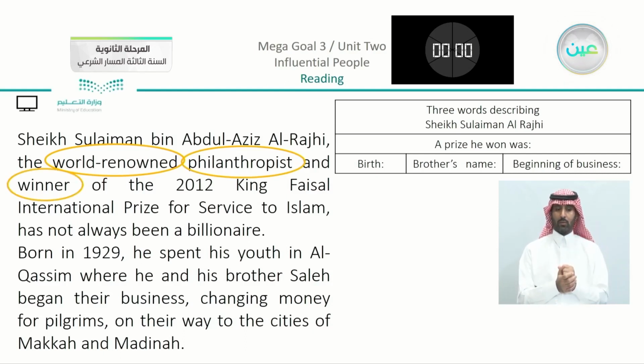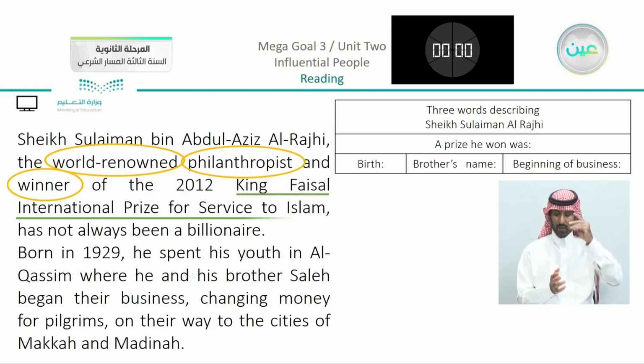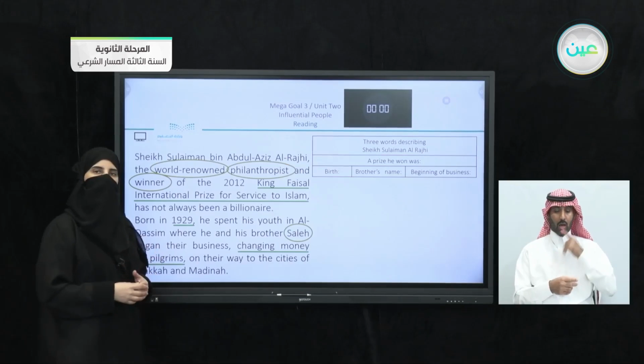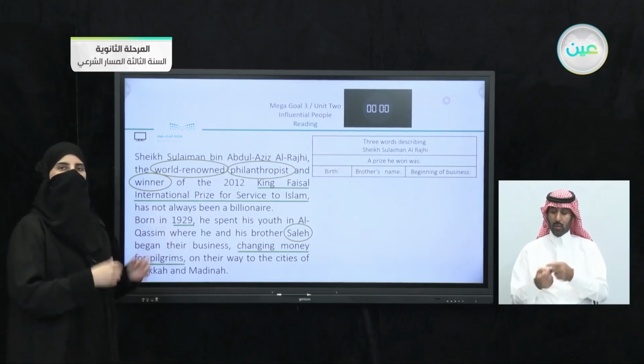And we have here a winner of the 2012 King Faisal International Prize, which is actually the answer for the second question. Now, also, I asked you to search for his birth, which is, yes, in 1929. Did you find it? We have also his brother's name. So scanning, you can find that his brother's name was Saleh. And what was the beginning of the business? Now, here the answer is going to be changing money for pilgrims. This is how they started their business. So this is going to be our first paragraph.